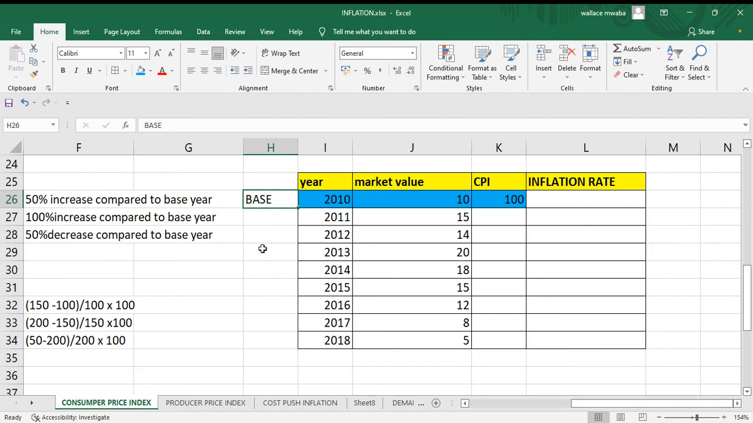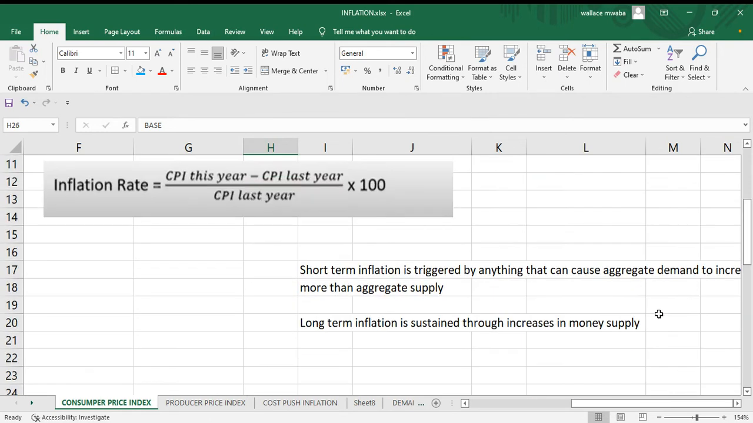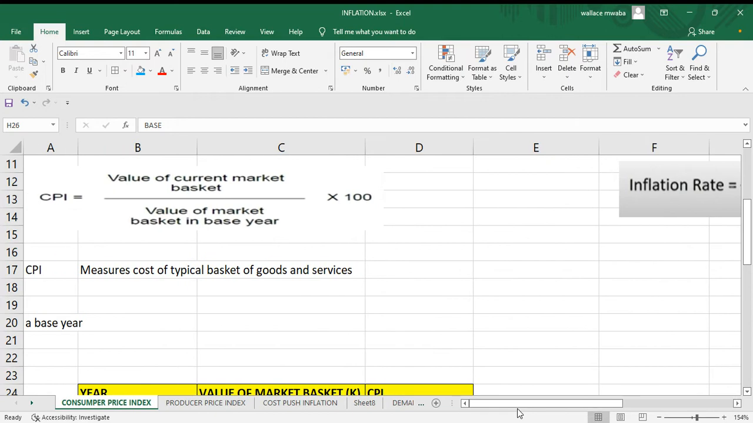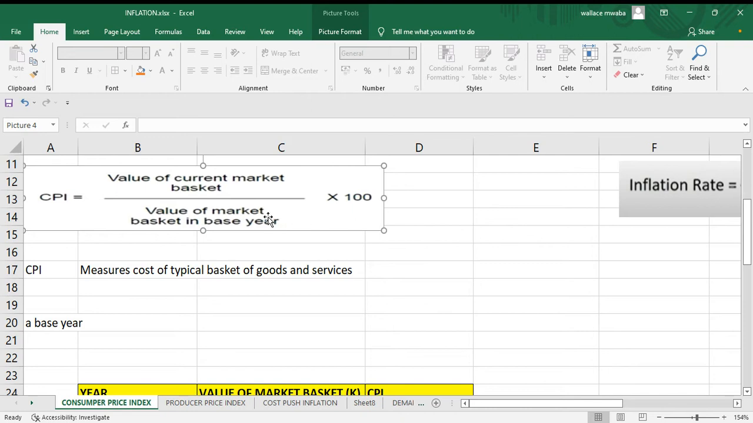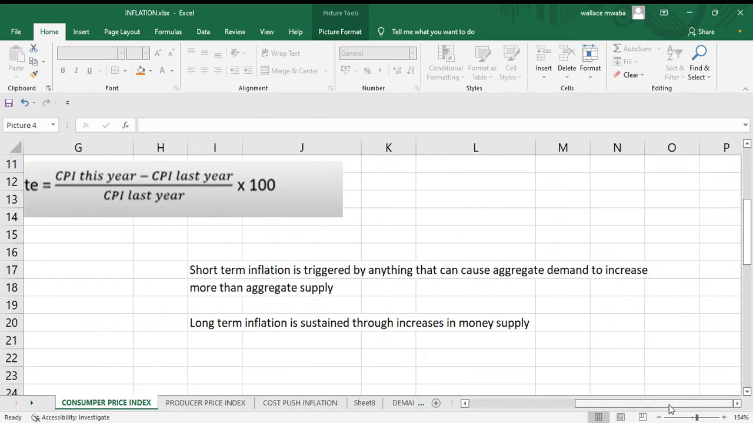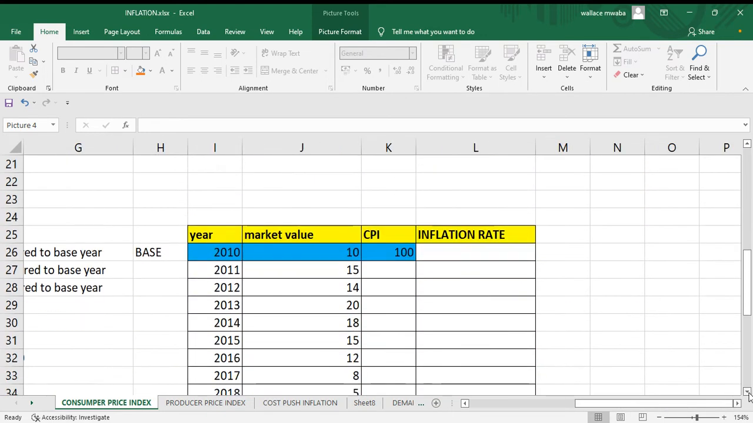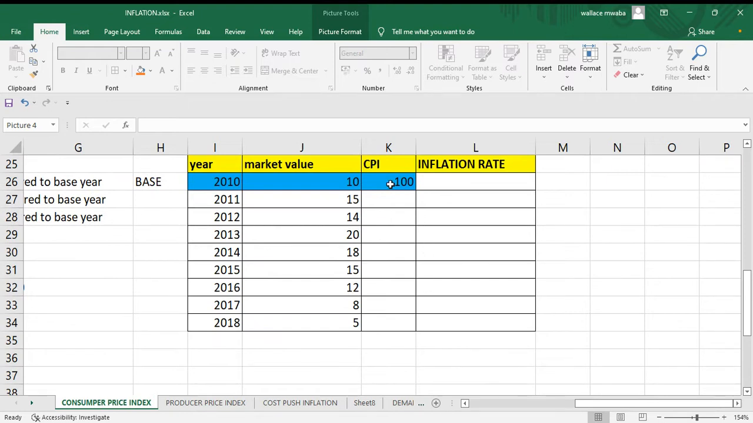So the formula for the CPI is the current market value of the basket divided by the value of the market basket in the base year, multiplied by 100. This is not a percentage, this is an index number. But when you subtract index numbers from each other, you get a percent change, as we will see when we're calculating our CPI here.